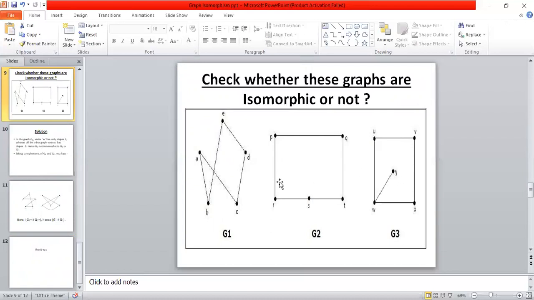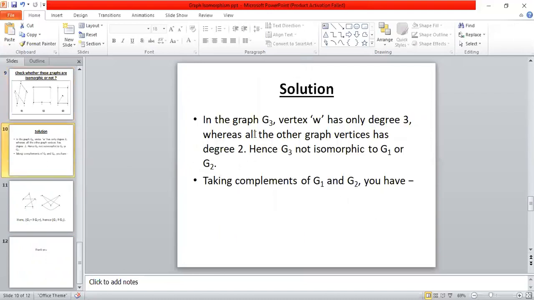But coming to the degree sequence, what is the degree of this? The degree sequence of this graph is 2, 2, 2, 2, 2. The degree sequence of this graph is also 2, 2, 2, 2, 2. Whereas in the third graph, what is the degree of this vertex W? 3. That's what I have written in the solution. In the graph G3, vertex W has degree 3, whereas all other vertices have degree 2.